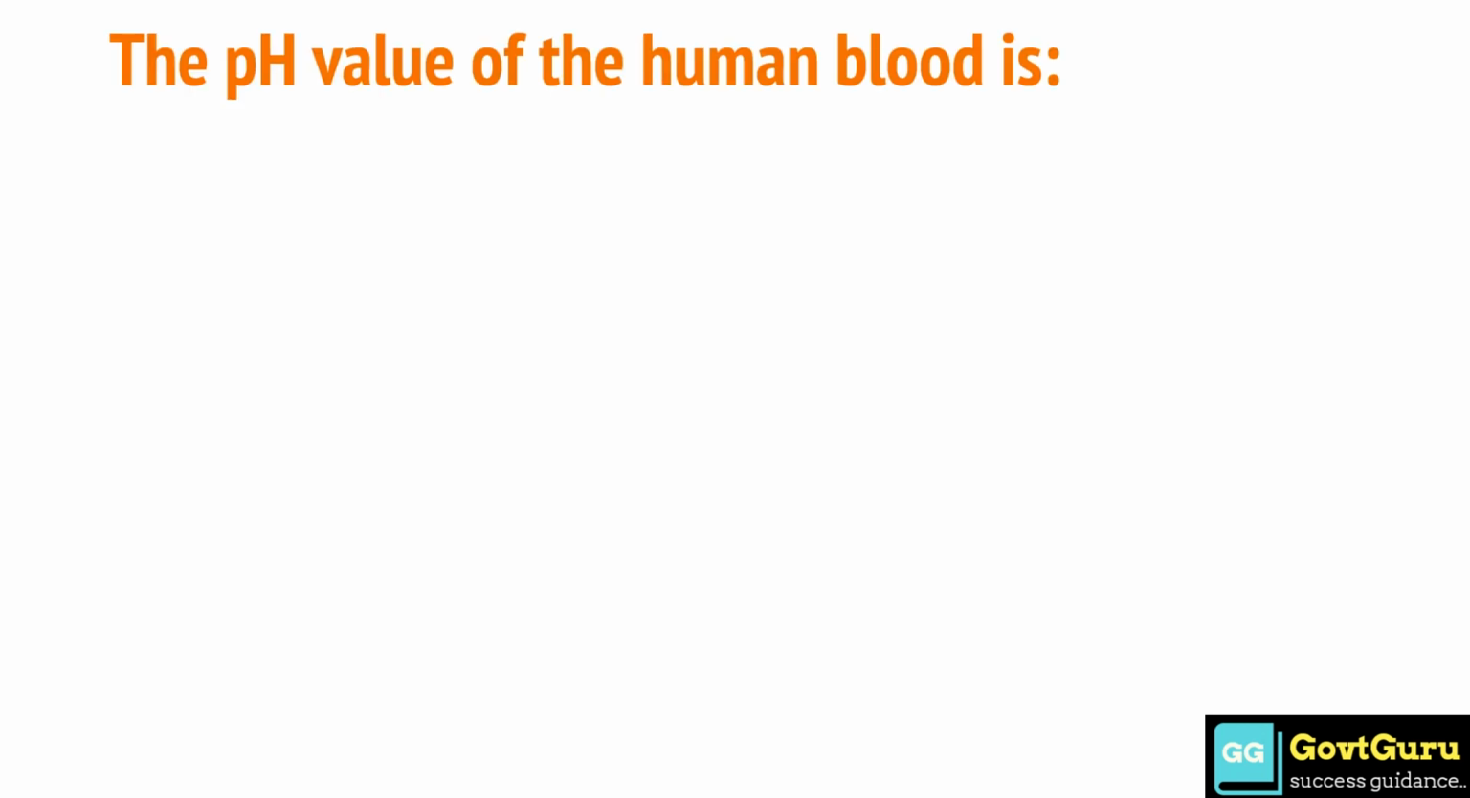The pH value of the human blood is? Option A, 7.2. Option B, 7.8. Option C, 6.6. Option D, 7.4. So the correct answer is option D, that is 7.4.